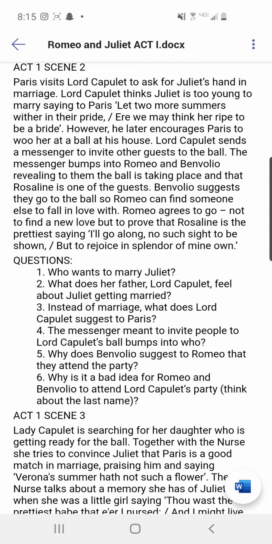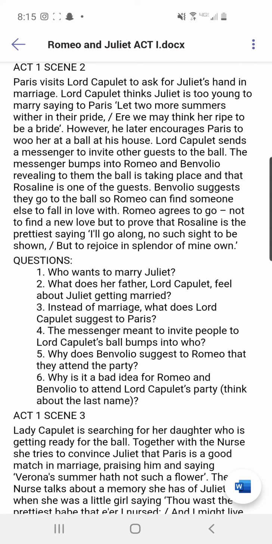The messenger meant to invite people to Lord Capulet's ball bumps into who? He bumps into Romeo and Benvolio as they are discussing Romeo's lack of love life. Why does Benvolio suggest to Romeo that they attend the party? To cheer him up.